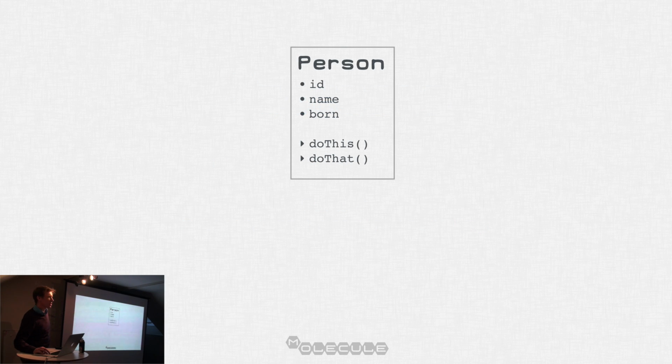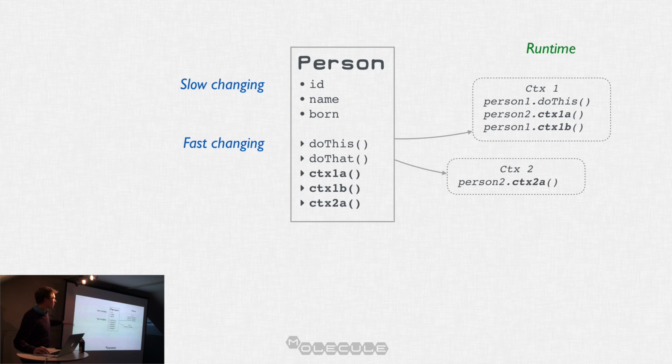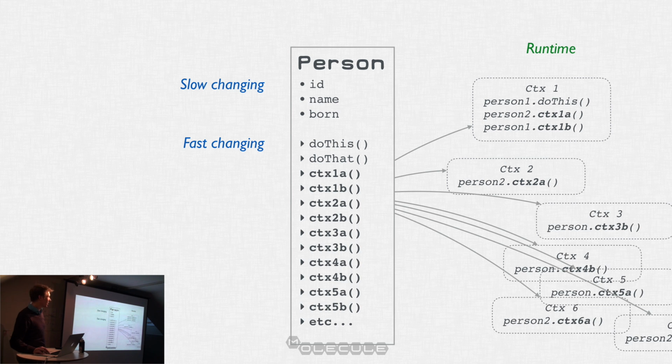If you have a representation of some entity, you have some slow changing stuff, which is typically IDs and some properties. And then you have some faster changing stuff, which is like a method. A person, you get a new context that the person has to be able to do this also, or that also. So you start adding methods because in another context that person has to be able to do this also. So you add a method. It's just one method. And then you start, it's exploding, right?